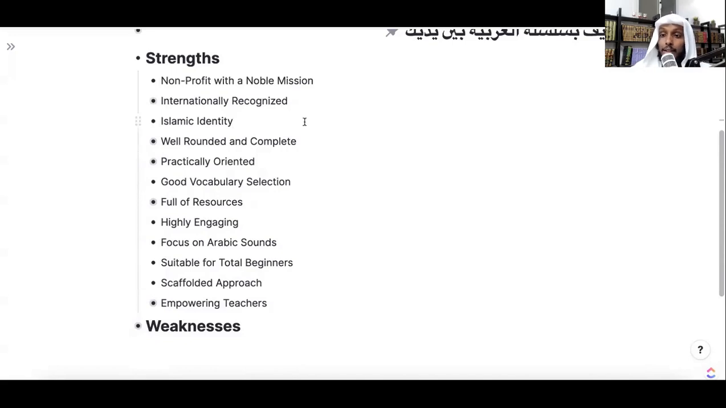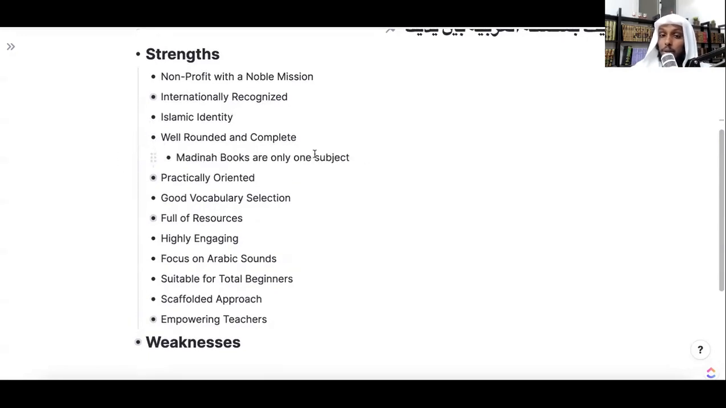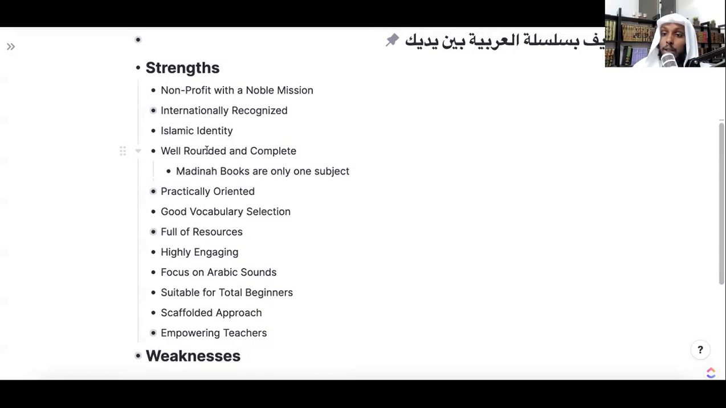It has Islamic identity, again a very big plus for this particular series. It's well-rounded and complete, as opposed to the Medina books. The Medina books, my dear brothers and sisters, are part of a bigger curriculum at the Islamic University of Medina, and it's just the grammar side of things. So it's not the full series. It's not what the students at the Islamic University learn completely. They only take the Medina books for their grammar subject, and there are many other subjects that they take. Whereas Al-Arabiyyah Bayna Yadayk is actually a full curriculum by itself.